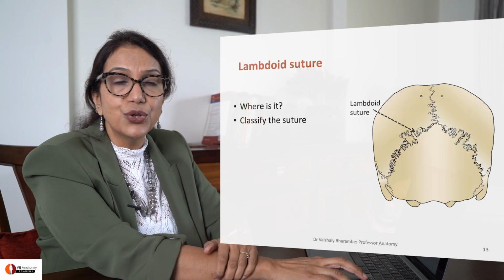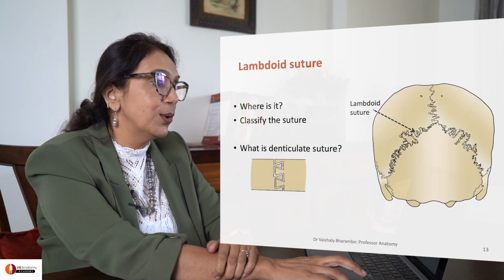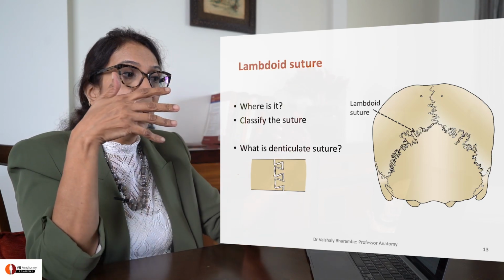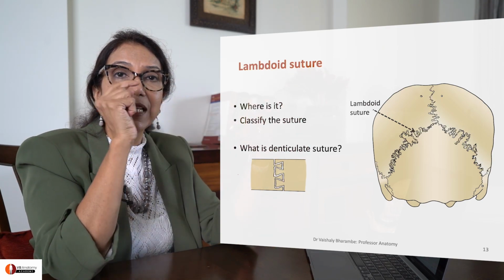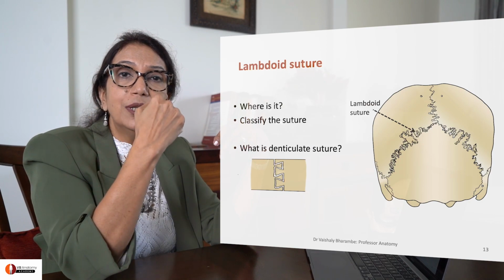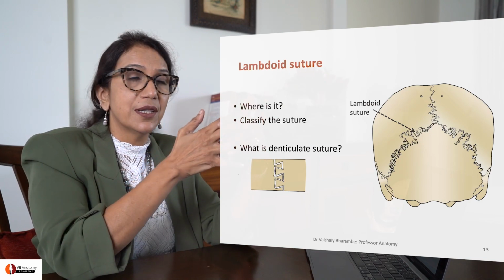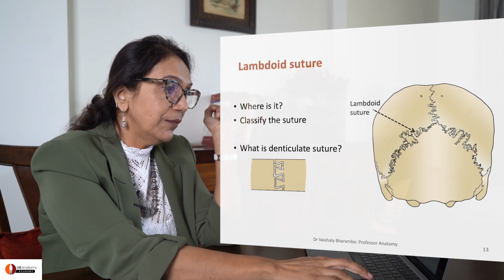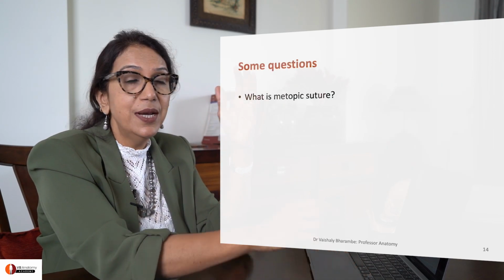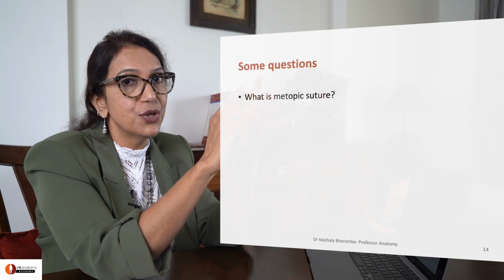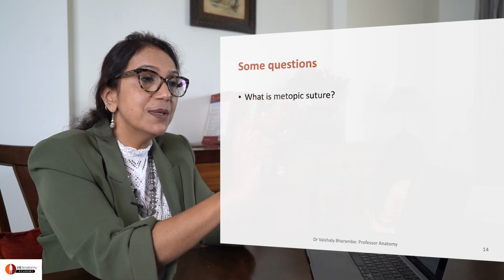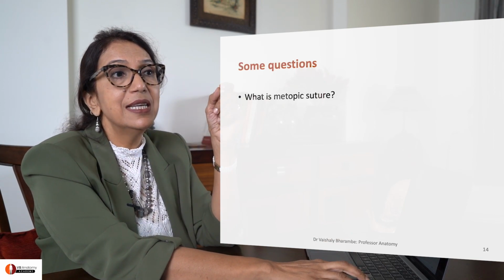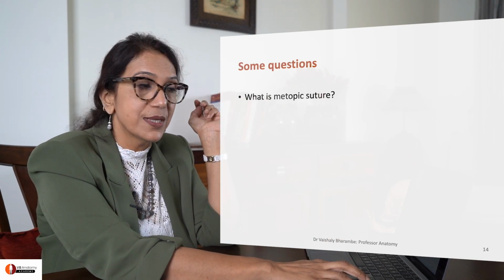Classify the lambdoid suture. It's classified as a denticulate type of suture. What is a denticulate suture? It's when the articulating bones have tooth-like edges which fit into each other. Use the diagram for further understanding. So we've seen three sutures: coronal suture, sagittal suture, lambdoid suture. Sometimes skulls show an additional suture called the metopic suture, seen in 6% of individuals.